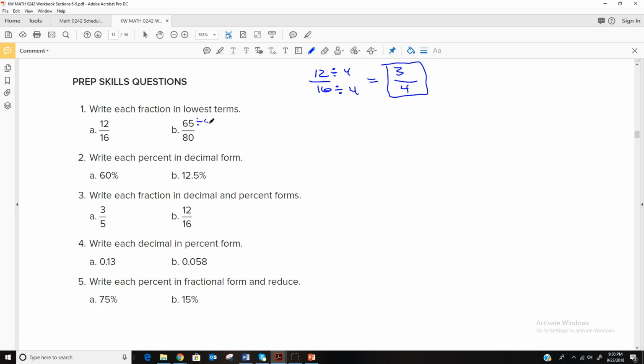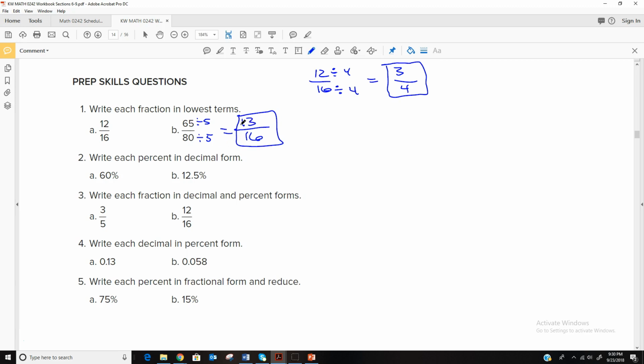65/80, the first thing I see is a 5 in here, because anything that ends in a 5 or a 0 is going to be divisible by 5. So that gives us 13 on the top, and we know we're in reduced form because 13 is prime. And then 80 divided by 5 would be 16. So 13/16 is the same as 65/80 in reduced form.